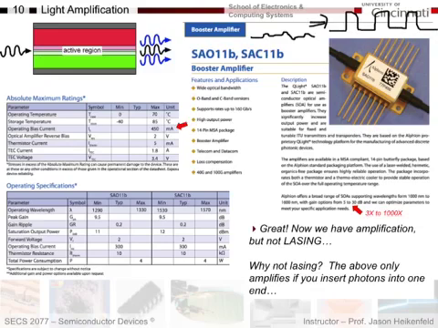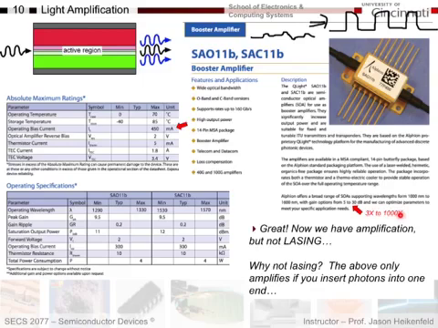How much amplification can you get? Well, this device over here, you have to put a ton of current through it because getting population inversion is not easy, right? So this thing requires 450 milliamps. But when you do that, you can see here your optical signal can be amplified 5 to 30 dB, which is 3 to 1,000 times. So you get a significant amount of amplification with this thing.